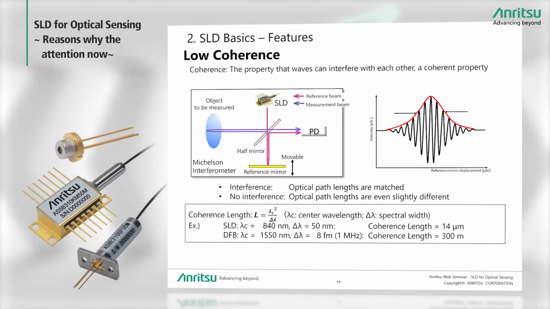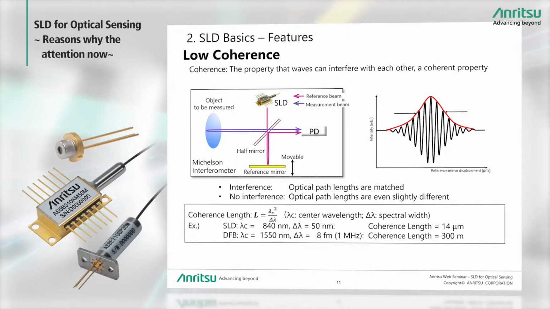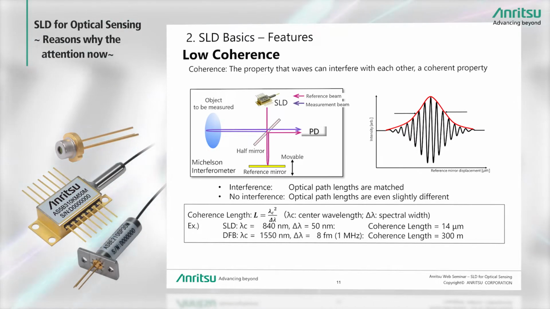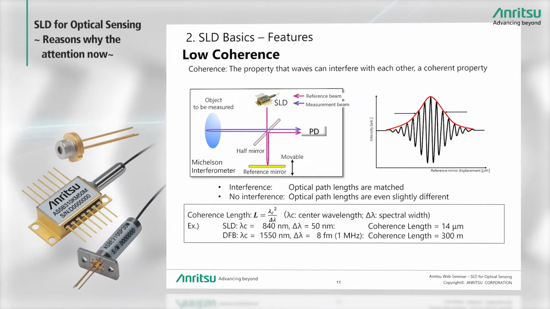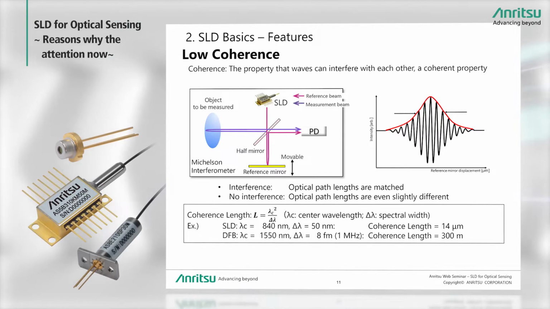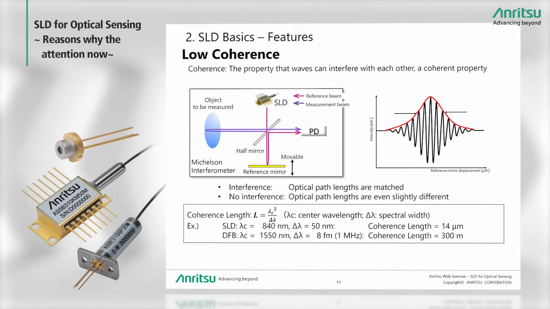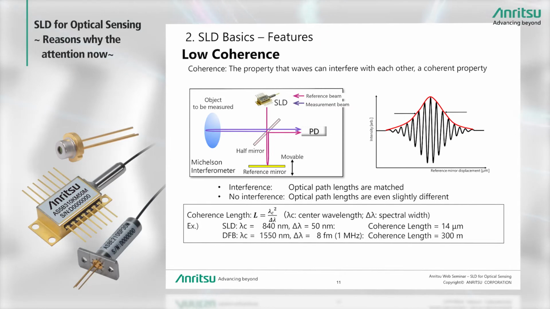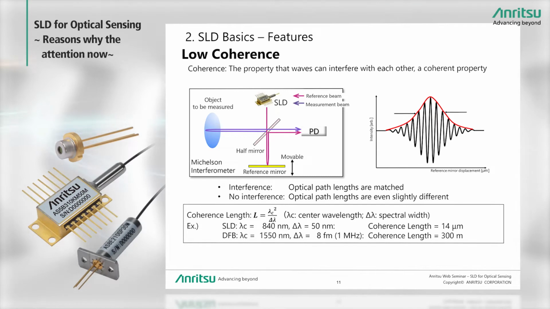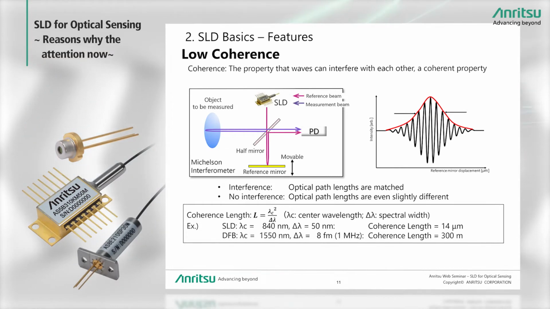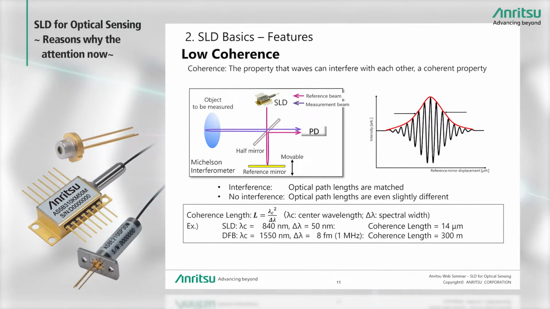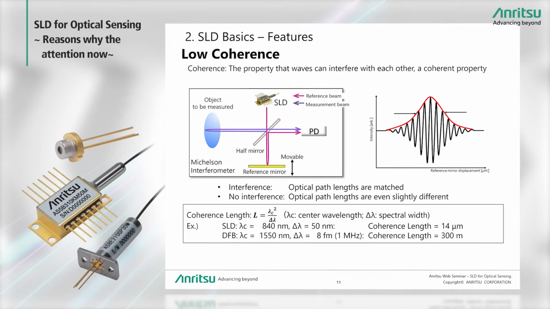This slide explains the low coherence as second feature. Coherence means the property that waves can interfere with each other, a coherent property. The top left side of this figure shows a Michelson interferometer. Light from the SLD is split into two paths by a half mirror. The blue path shows the light returning from the object to be measured to the PD, while the red path shows the reference light returning from the reference mirror to the PD. The reference mirror is moved back and forth to obtain the strongest interference when the optical path lengths match, and is then moved until the interference disappears.